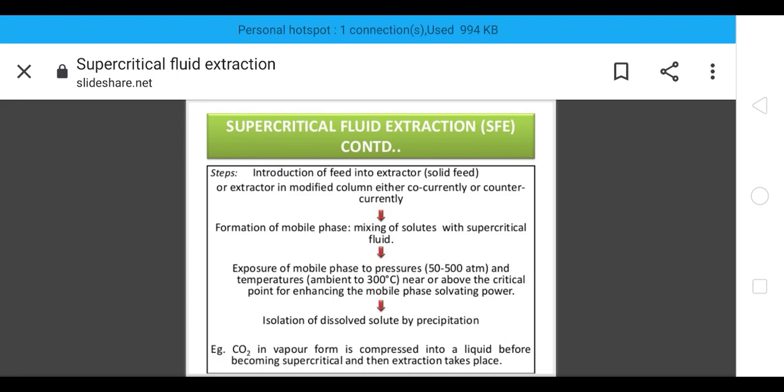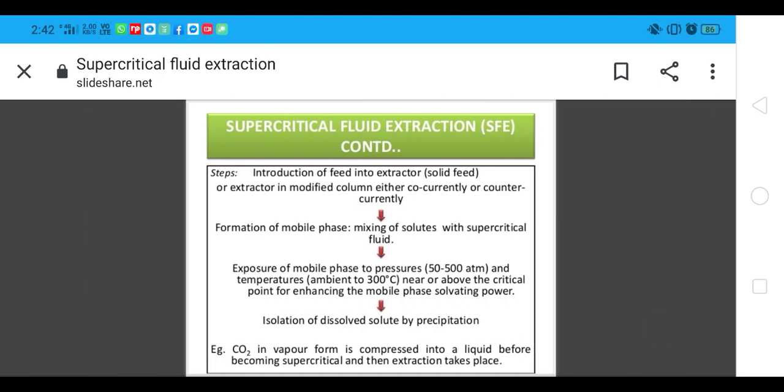system. And now the first step for the extraction is introduction of feed: first you introduce your feed into the extractor, and then formation of the mobile phase, that is, your supercritical fluid, mixing of solute with the supercritical fluid, and exposure of this mobile phase to a pressure of 50 to 508 atmospheres and a temperature near to or above the critical point for enhancing the mobile phase solvent power, and then isolation of these solutes by precipitation.